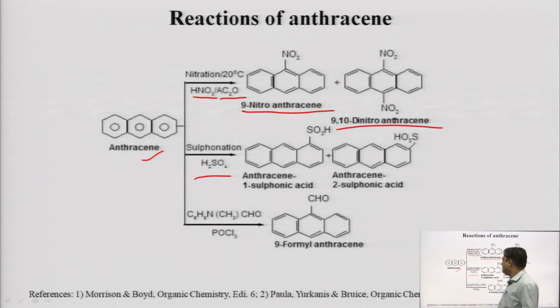When we are talking about sulfonation, as you can see, in the presence of concentrated H2SO4 we are getting a mixture of products, meaning 1-sulfo substituted and 2-sulfo substituted products: anthracene 1-sulfonic acid and anthracene 2-sulfonic acid. Here you can see that SO3H, which is an electrophile, gets substituted on the first position of the anthracene, and in the second product again the SO3H electrophile gets substituted on the second position.